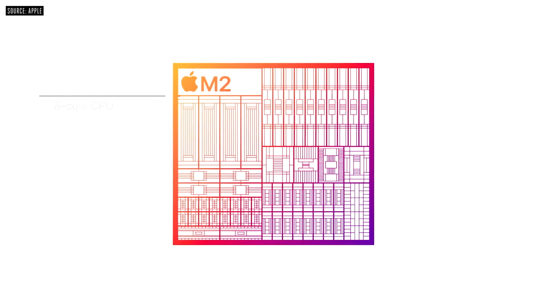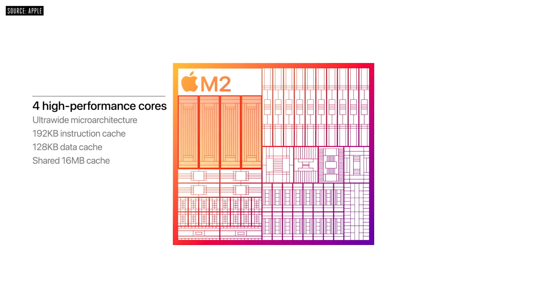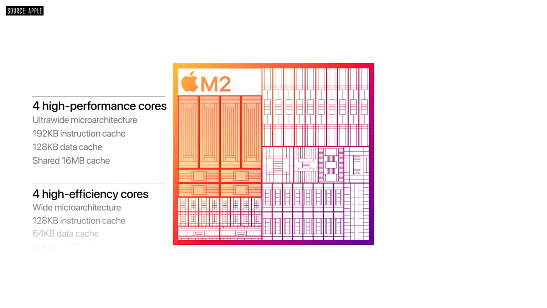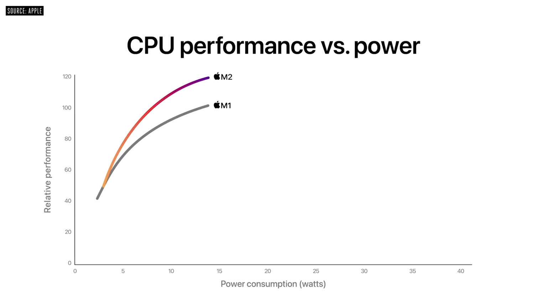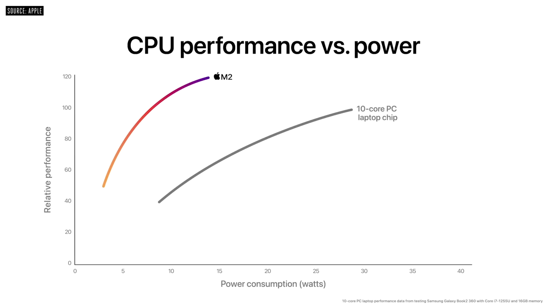M2 features our next-generation CPU with advancements in both the performance and efficiency cores. The performance cores are faster and feature a larger cache, and the efficiency cores have been significantly enhanced for even greater performance gains. When we look at the multi-core CPU performance of M2 compared to M1, it delivers 18% greater performance. And compared to the latest 10-core PC laptop chip, the CPU in M2 delivers nearly 2 times faster performance at the same power level. And M2 delivers the peak performance of the PC chip while using a quarter of the power.